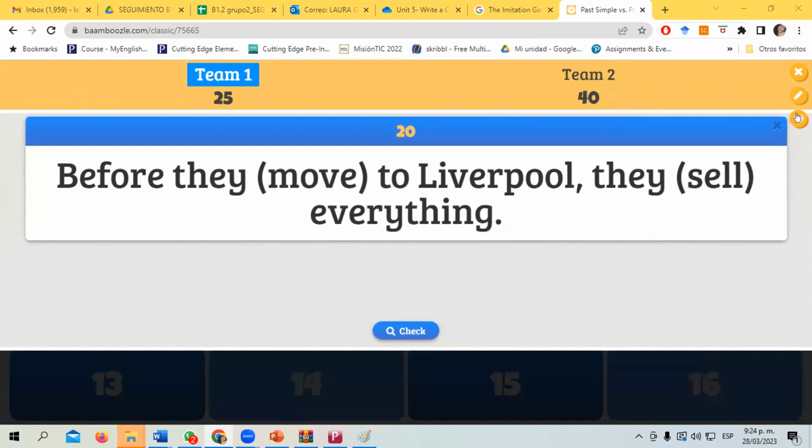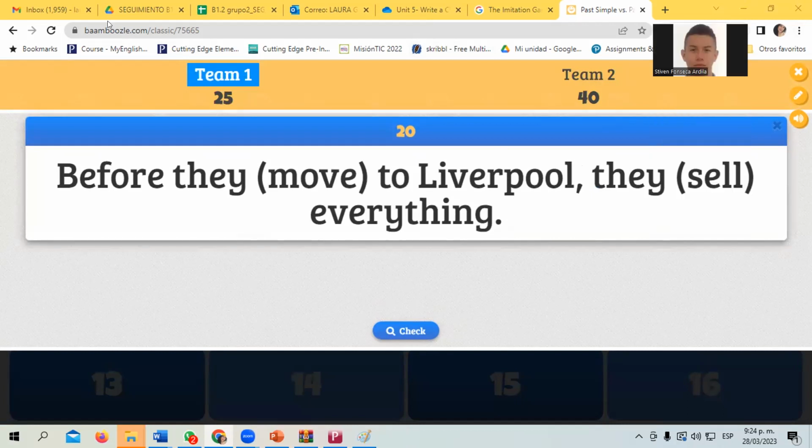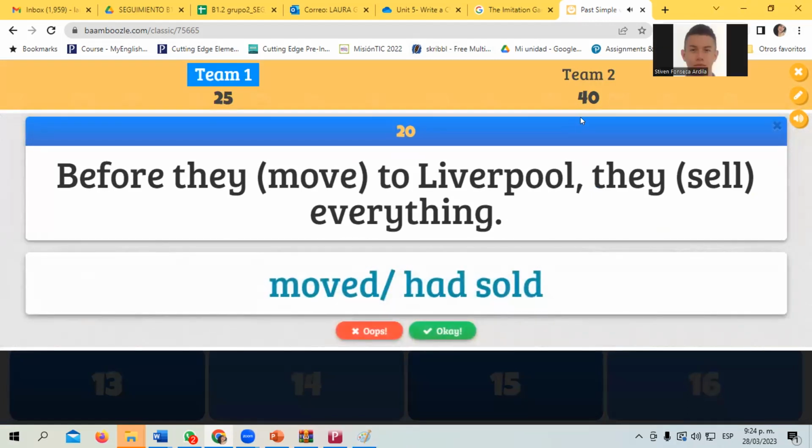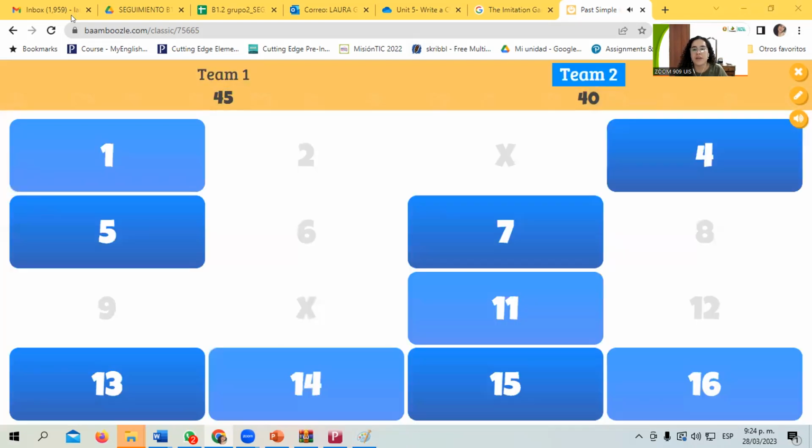Let me read. Before they moved to Liverpool, they had sold everything. Repeat. They had sold, yes. They had sold everything, yes. Antes de mudarse a Liverpool, ellos habían vendido todo. Yes. All right. The next group, we go with Maria Alejandra, group 2.